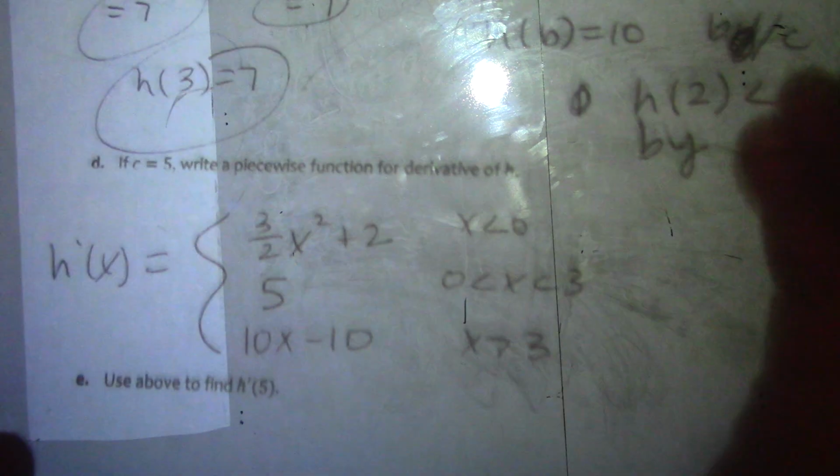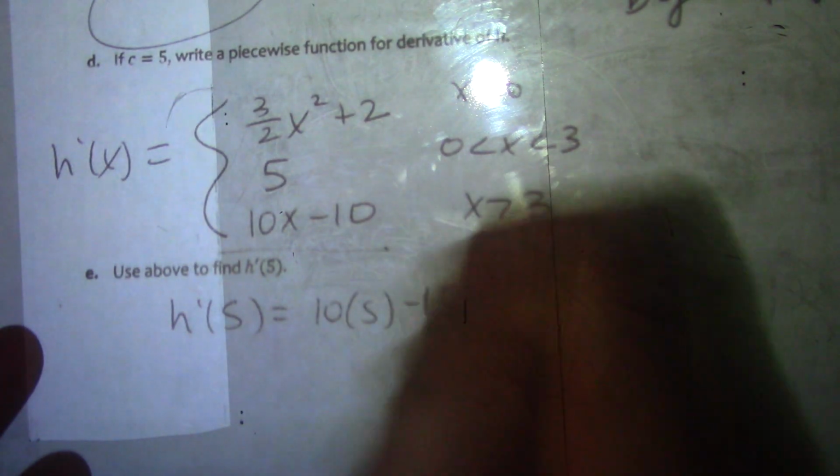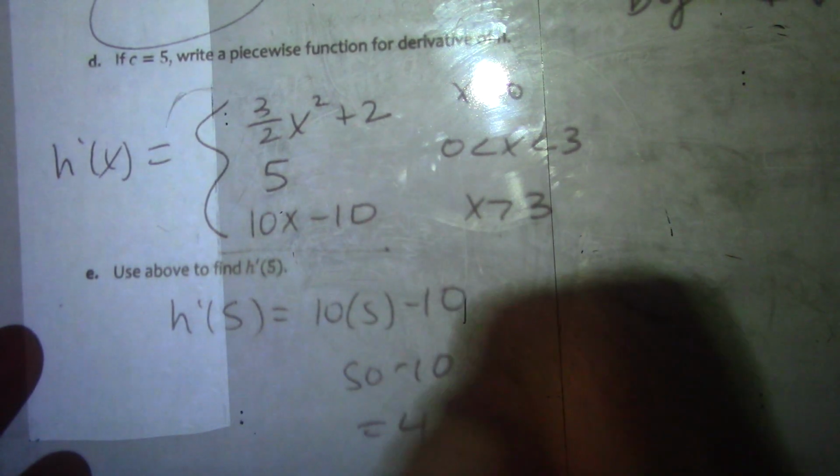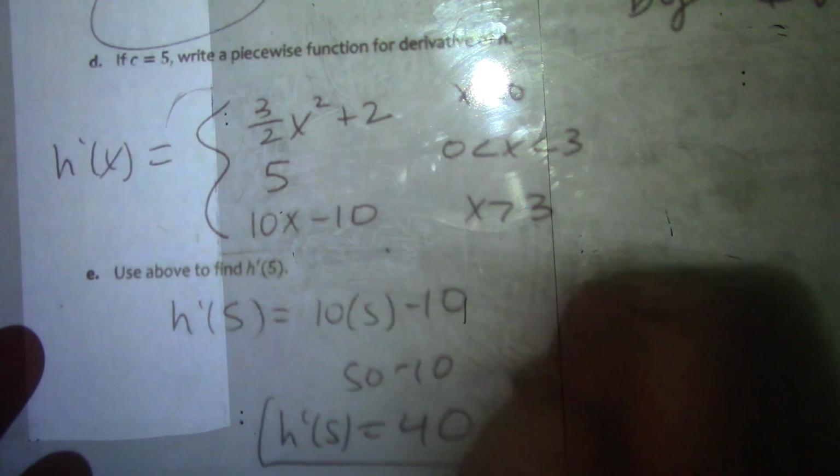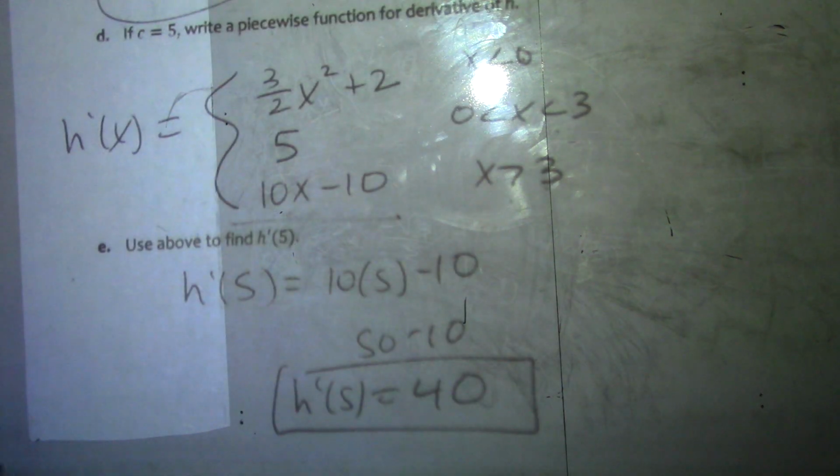Okay, and lastly I'm going to find h prime of 5. H prime of 5 is in this part. So h prime of 5 is just 10 times 5 minus 10. 50 minus 10 is 40. Make sure for your free response you're showing your work neatly and you're not writing any incorrect statements because you lose points for that.